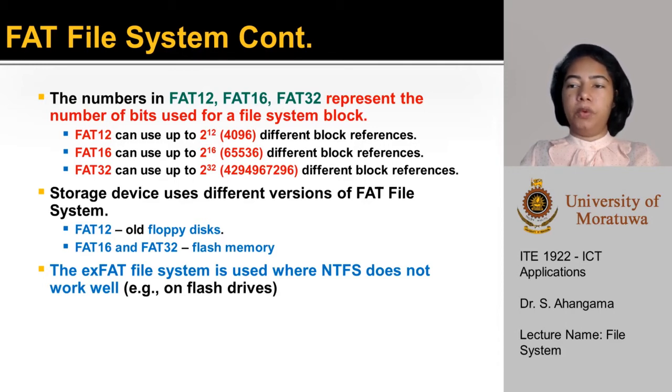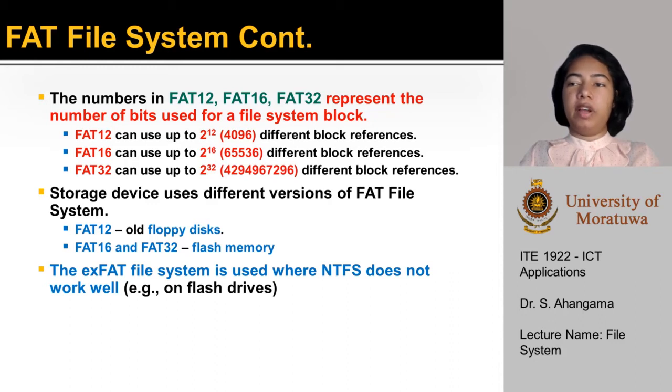FAT16 can be used up to 65,536 different block preferences. Similarly, for FAT32. Here, FAT12 refers to 12-bit file allocation table. Storage devices use different versions of FAT file system. For example, FAT12 is used in old floppy disk. Then FAT16 and FAT32 are used in flash memory or USB drives.